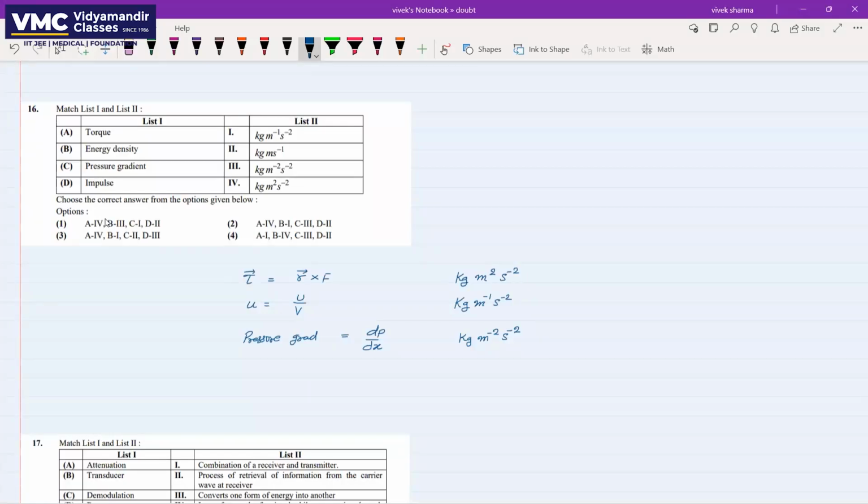And impulse, J, it has change in linear momentum. It is having the same SI unit as that of momentum, that is kilogram meter per second. So the correct option that is matching is 2. So question number 16, option 2 is correct.